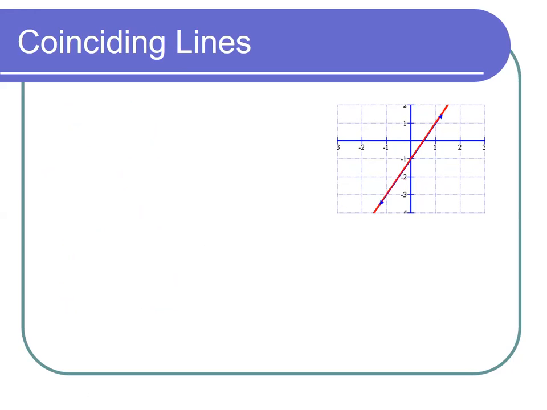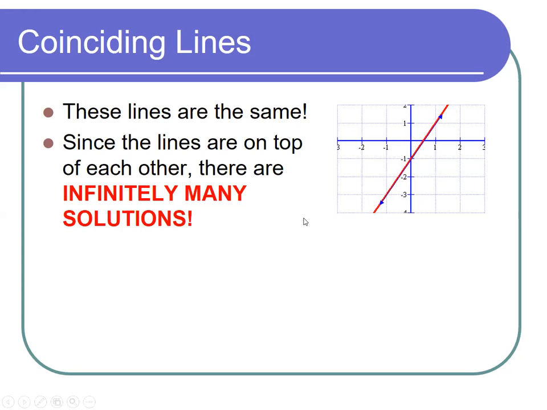The next type is coinciding lines. They are actually the same line. They are identical. You can see the red is the first line, and then you can barely see the blue line with the blue arrows. They're actually the same line, one right on top of the other. Since they're on top of each other, there are infinitely many solutions. Every single point on one line touches the other.